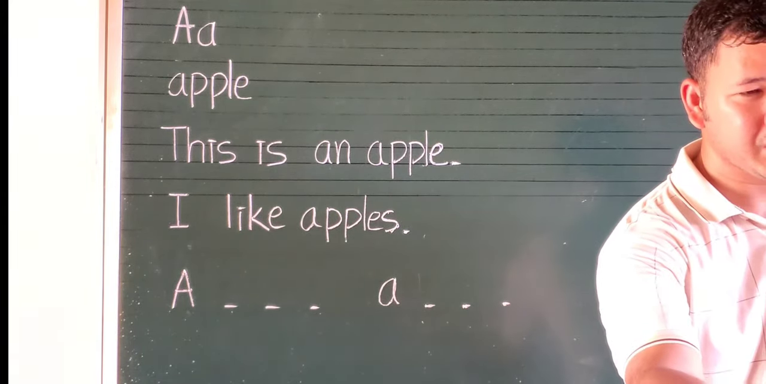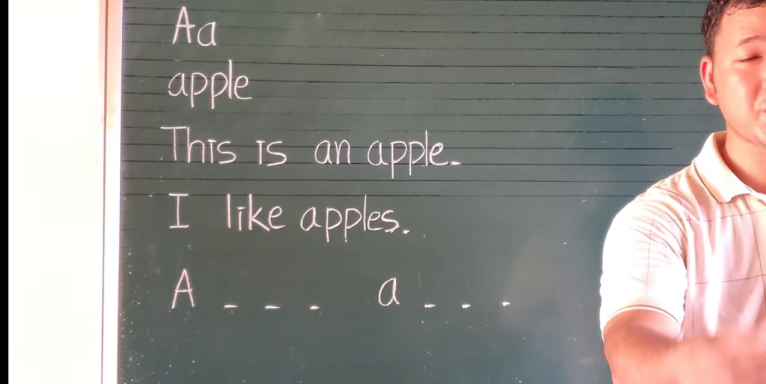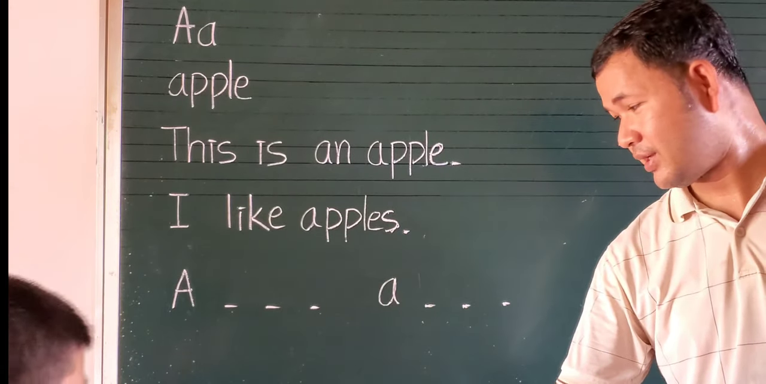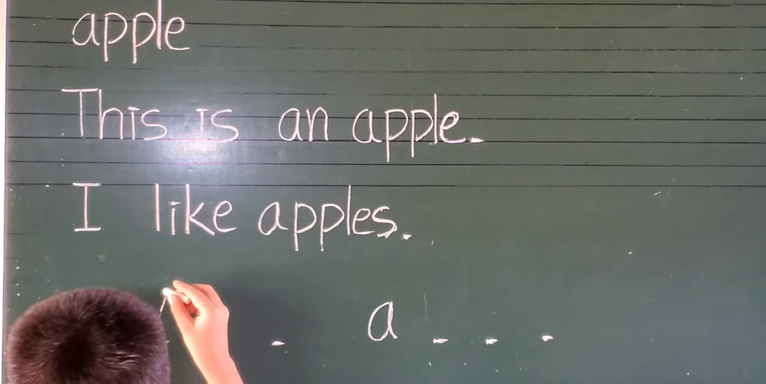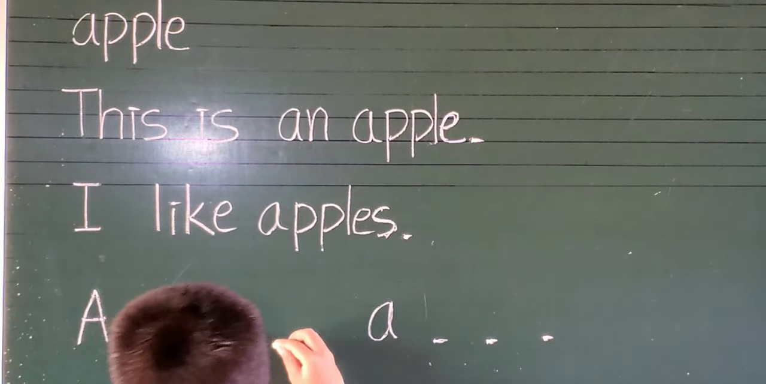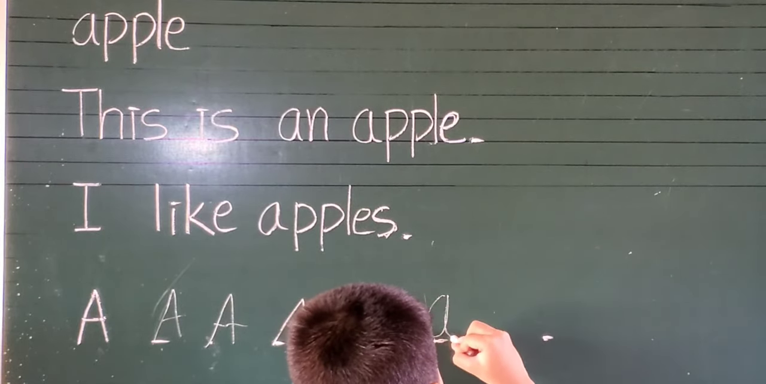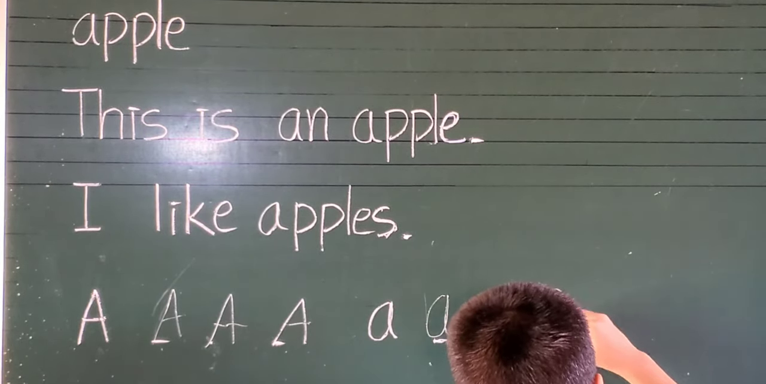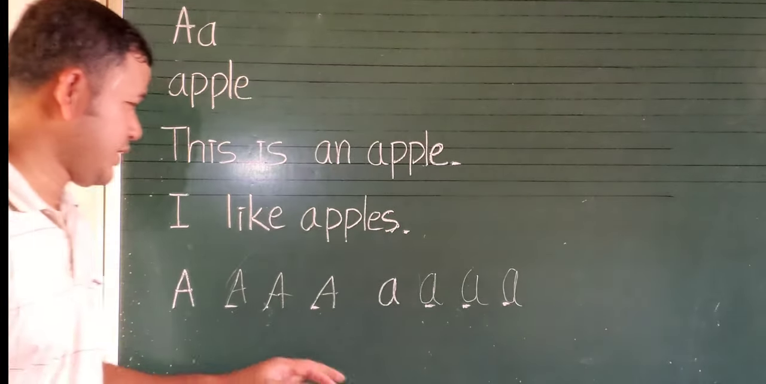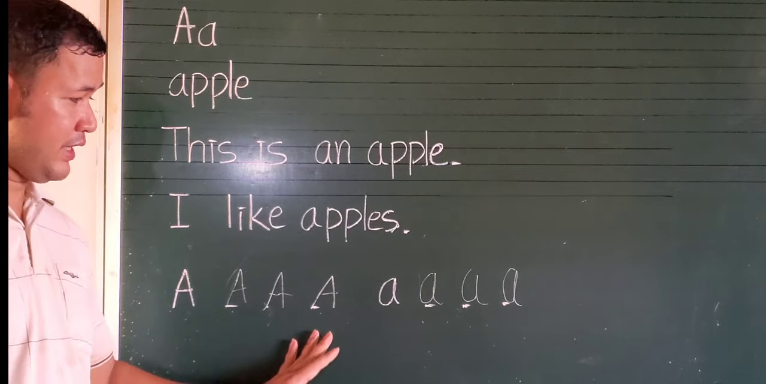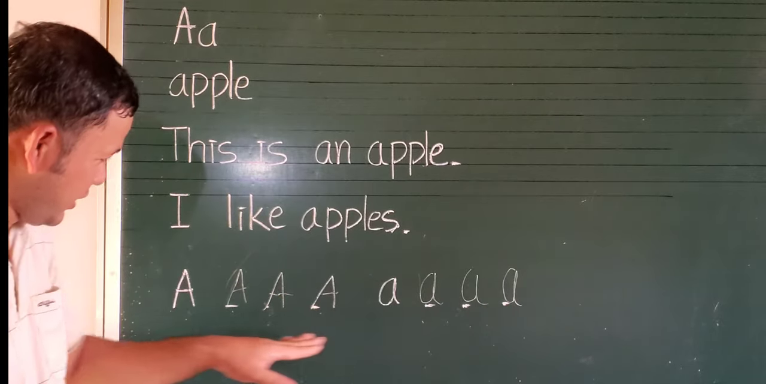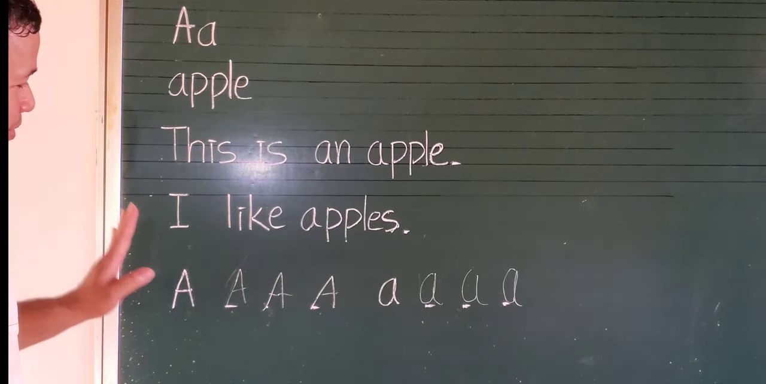Now it's time for you to write letter A. All together, practice writing letter A. Big letter A and small letter A. Good. Thank you, Watana. So, this is your letter A, big. And this is your letter A, small. But it looks very big too. Similar to the big letter A.